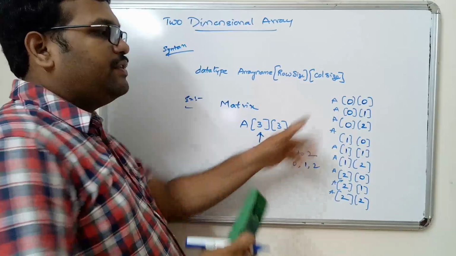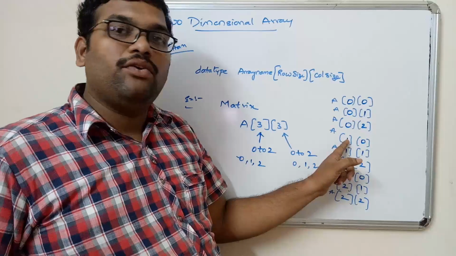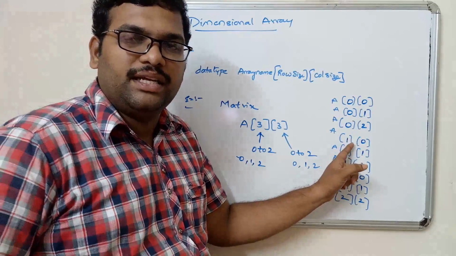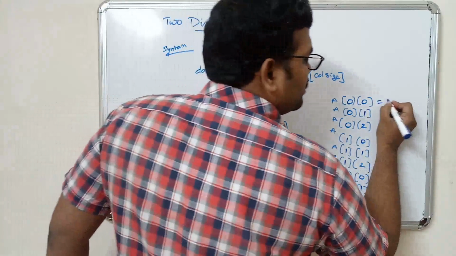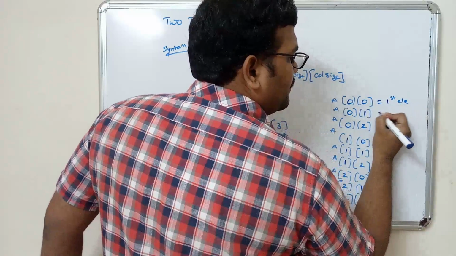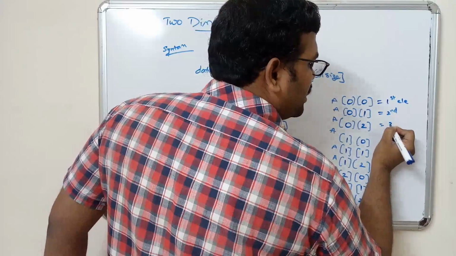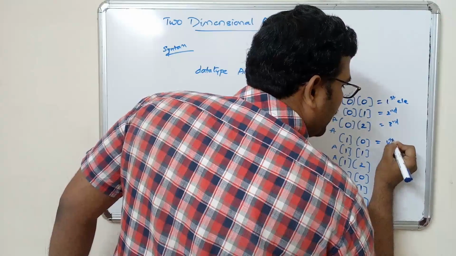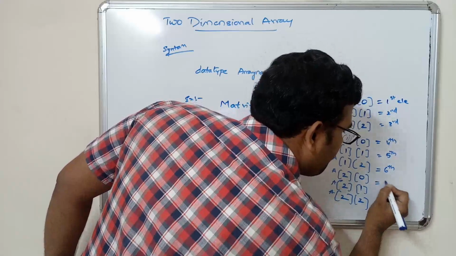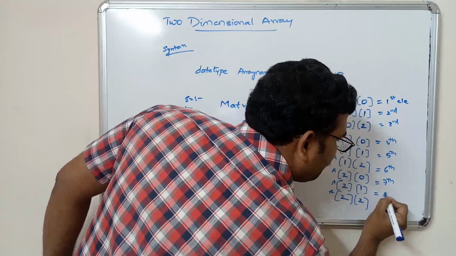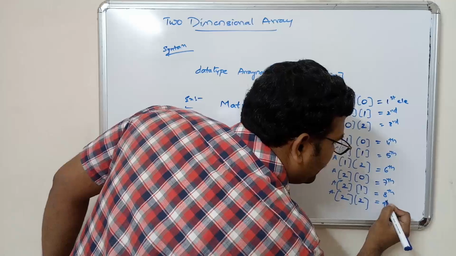So after finishing the first row, then the second row will be started. And after finishing the second row, the third row will be started. So the first element is this one. Second element, third element, fourth element, fifth element, sixth, seventh, eighth, ninth.